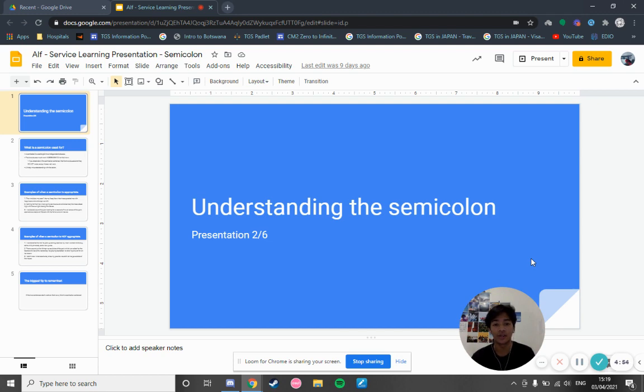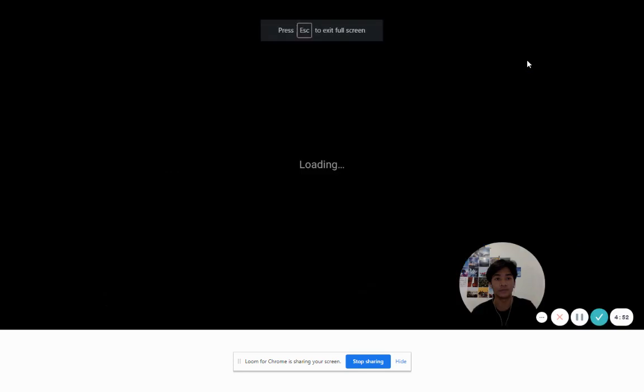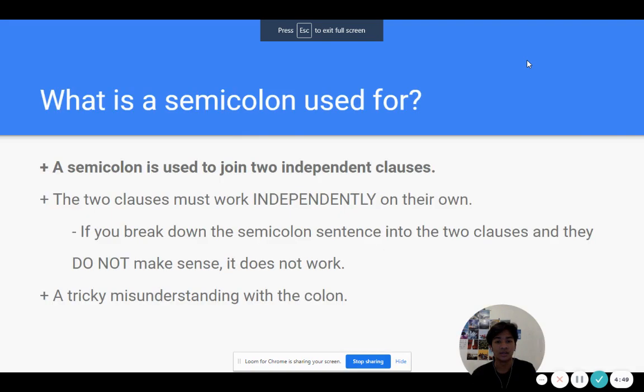In this one, we are looking at the semicolon. Let's get right into it. So, the semicolon. What is a semicolon used for? Essentially, the main thing you want to know is that a semicolon is used to join two independent clauses.